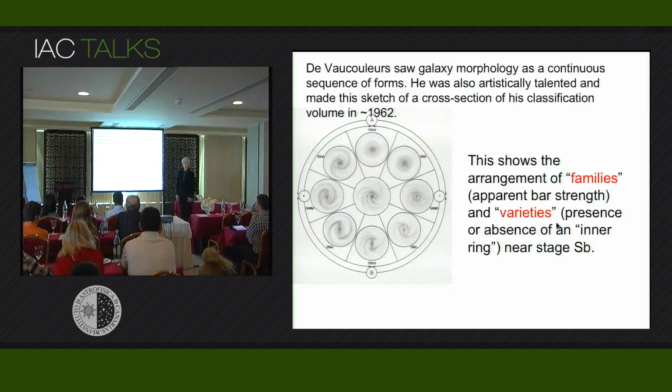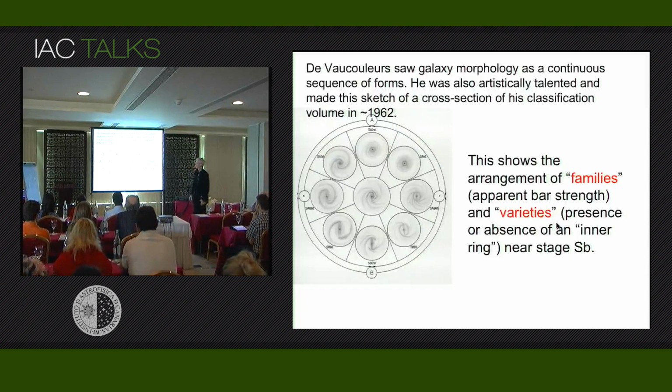Now, John has already showed this. De Vaucouleurs basically saw morphology as a continuous property, a continuous sequence of forms. He made this lovely sketch in 1962 on a cloudy night at McDonald Observatory, when I guess he must have been in a situation where he didn't have anything else to do. So he made this lovely sketch. If you want to know where it is, it's hanging in a place of honor in my office in Alabama.